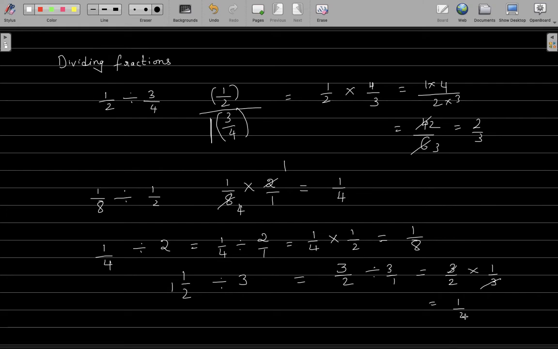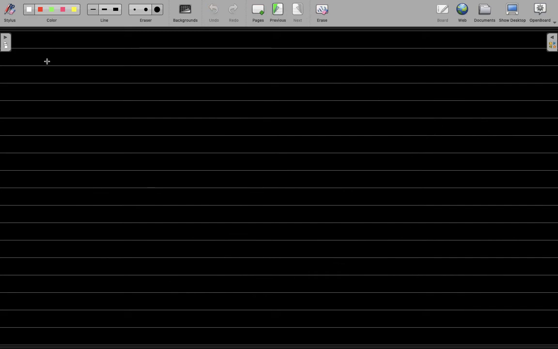Understand? So dividing fractions is just simple. Convert the division sign into multiplication sign by taking the reciprocal of the fraction that is in the denominator. Let us now try to understand the concept behind this.